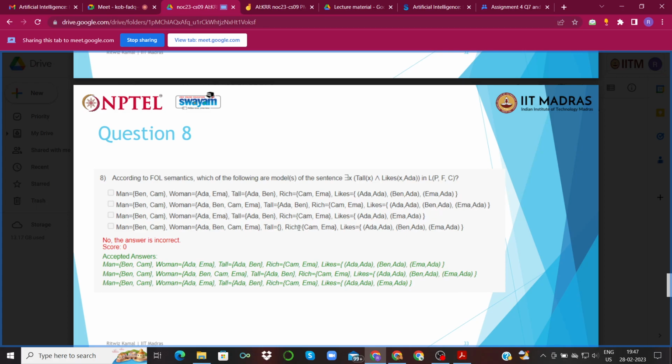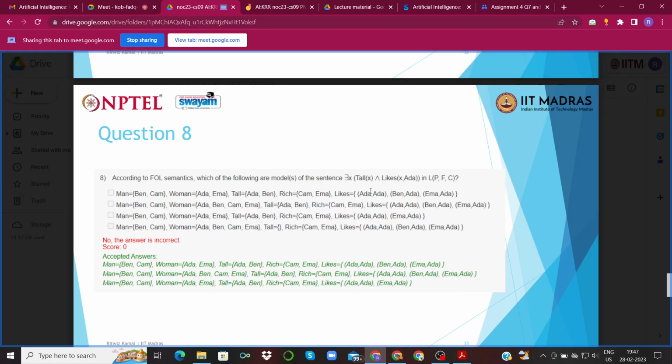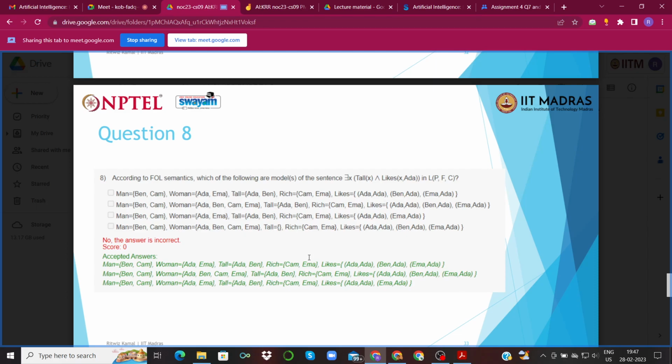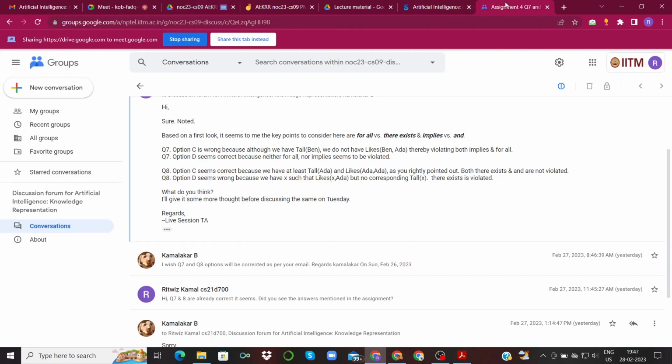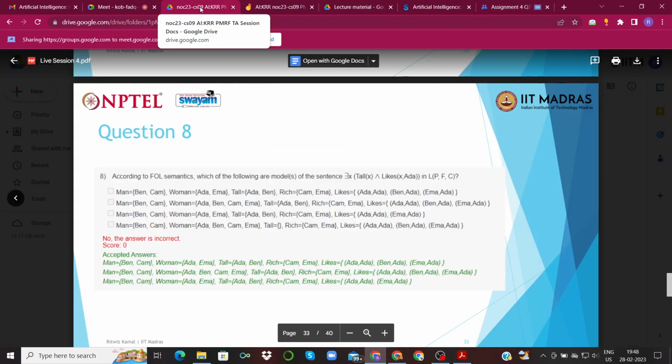You can verify it. The fourth option is not correct because we do not have any x such that we have tall x as well as likes x comma ada. For example, if we take likes Ben comma ada, we do not have a corresponding tall Ben, right? Hence option 4 is incorrect and all the other three options are correct. So you can also revisit this brief explanation over here if you have any doubts about this particular question 7 and 8.